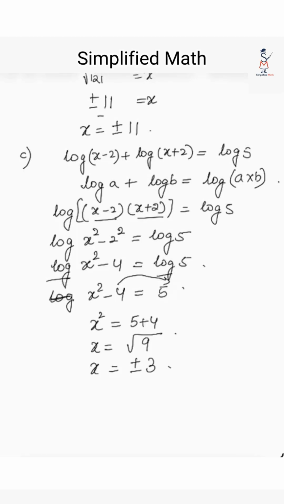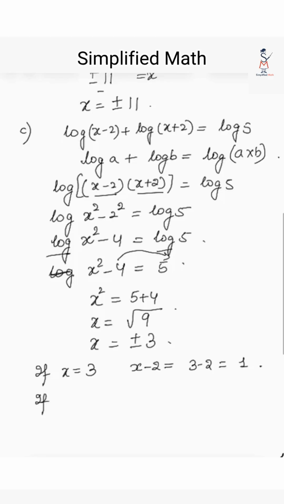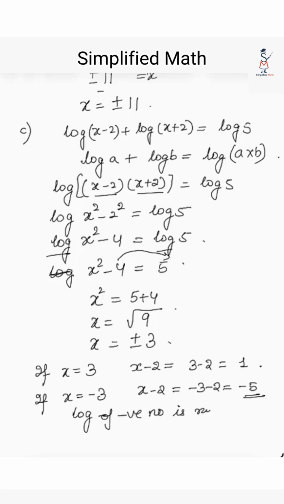Now if I put x is equal to plus 3, then x minus 2 will become 3 minus 2, that is 1, right? So this is fine. But if x is equal to minus 3, then x minus 2 will become minus 3 minus 2, that is minus 5, and we know log of a negative number is not defined.